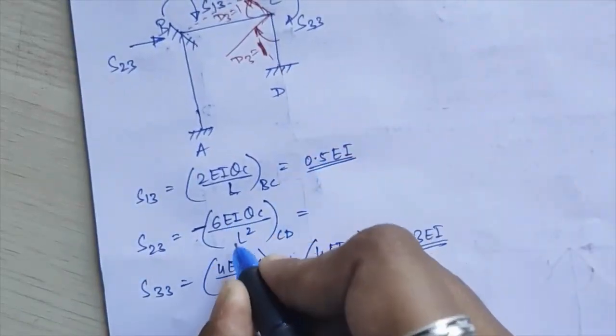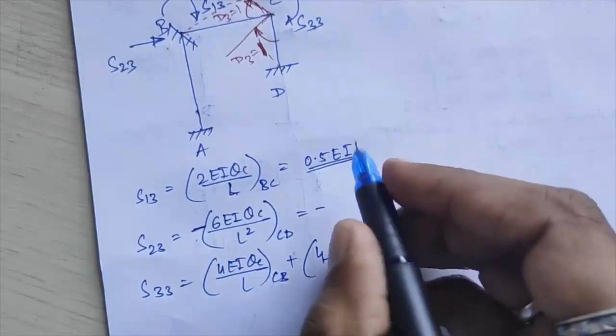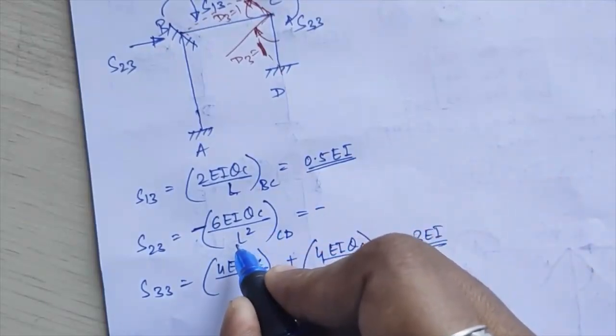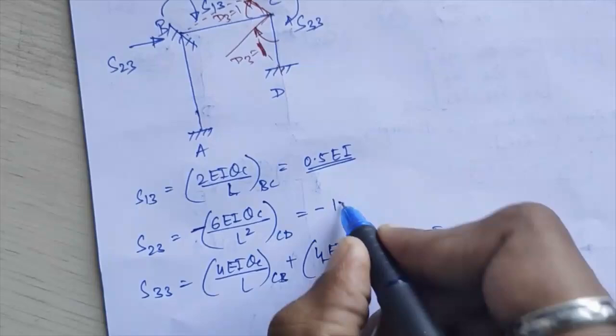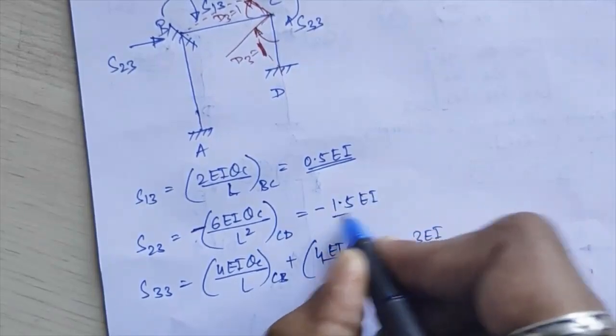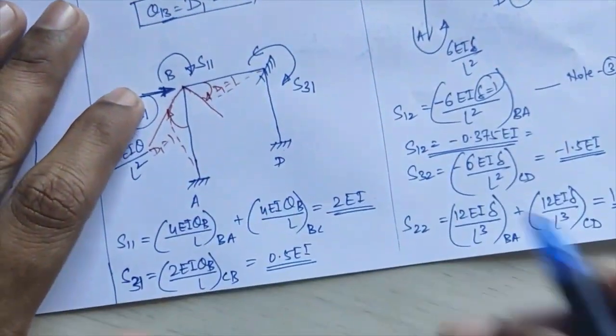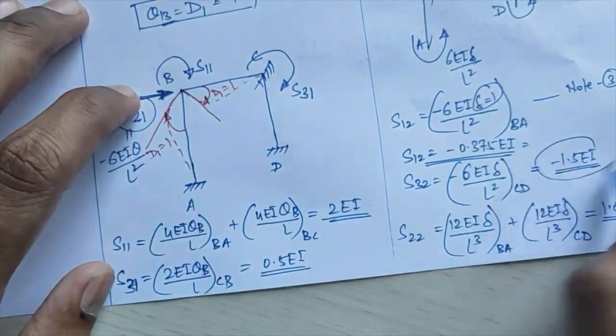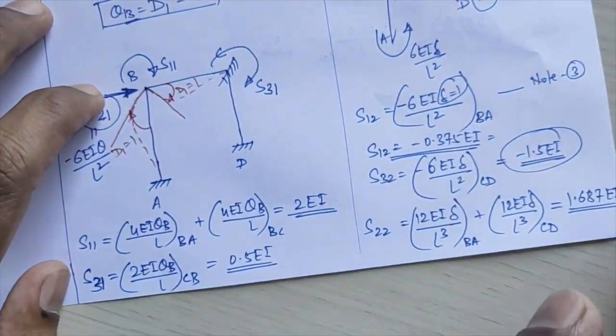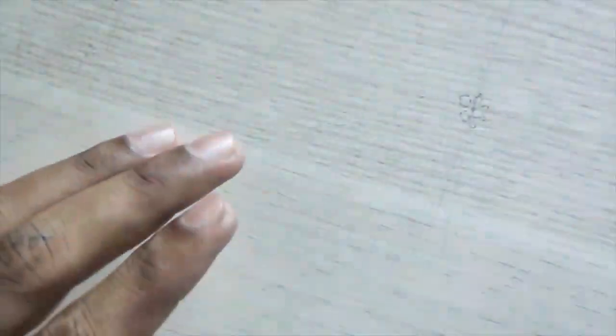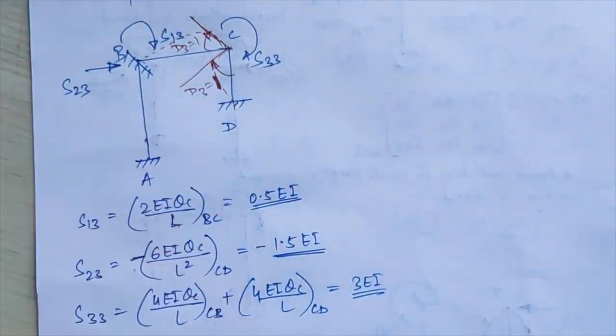So 6 by L square, if I calculate this, with L equal to 2 here, I get minus 1.5 times EI. We'll check whether you get the same S of 3, 2 as in Roman 2. There I got S of 3, 2 as minus 1.5 EI. So all your values are getting matched here.